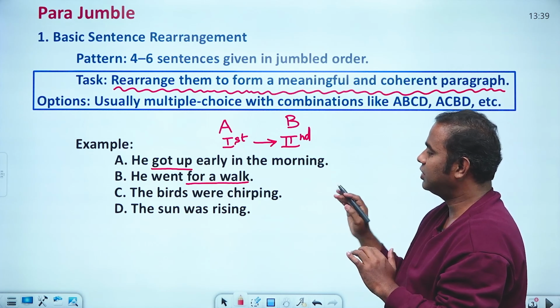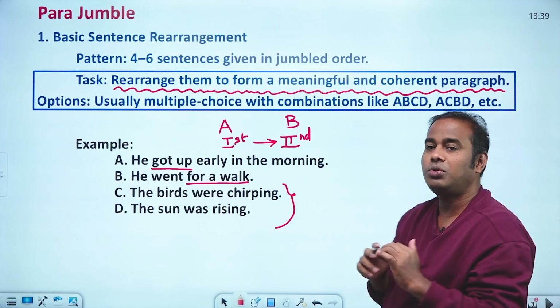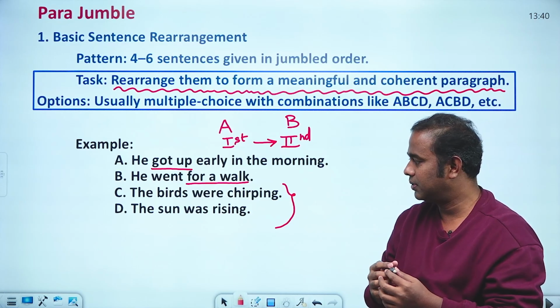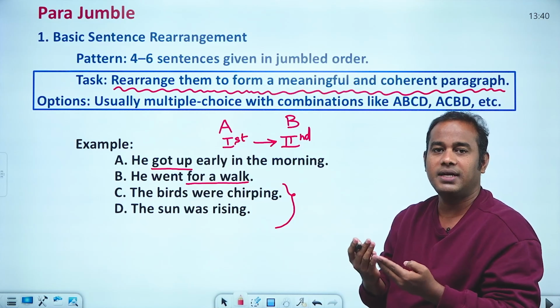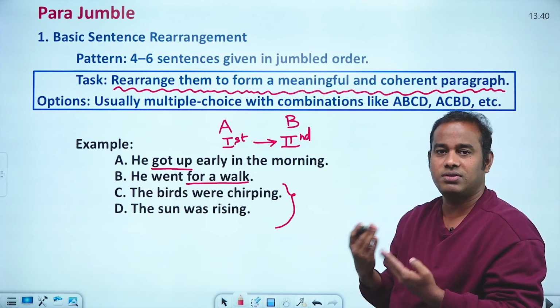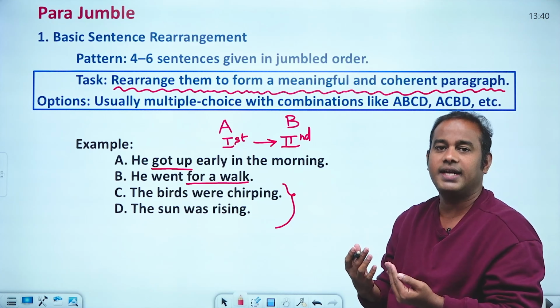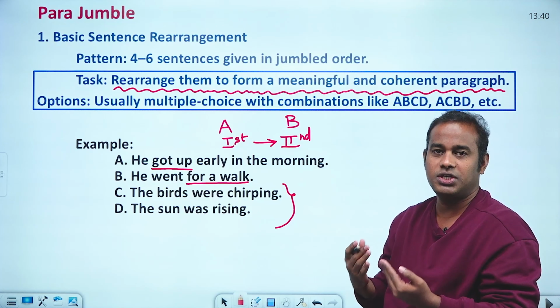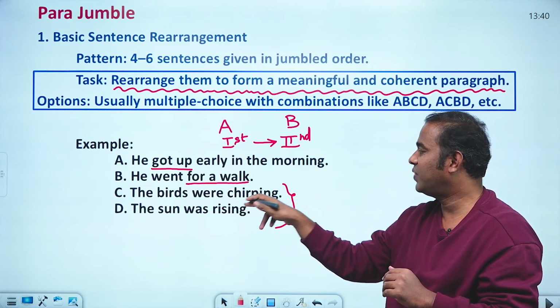The birds were chirping and the sun was rising. Okay, so when would the birds usually chirp? Generally, a hen says cock, that sound, normally after the sunset, just before the sunset. So that is different. So birds were chirping and the sun was rising.